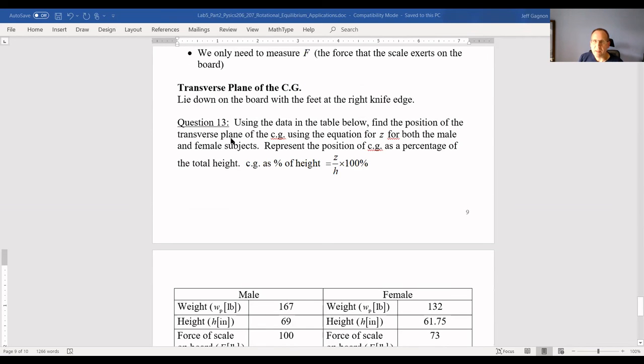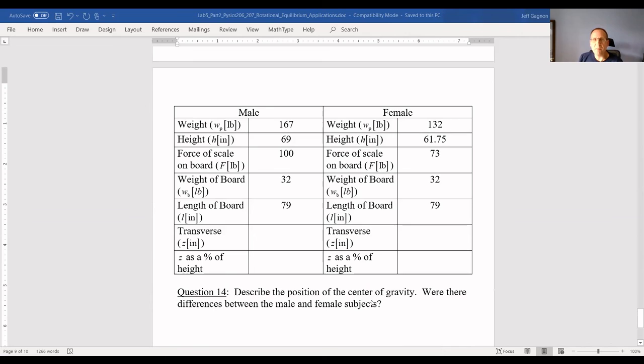All right, so this is basically question 13. So calculate Z, and then because we want to compare gender, we now need to represent Z in a relative way, like as their percentage of height, because if we just compare the absolute Z's in inches, the difference may be due just because one individual is taller than the other, right? It may not have anything to do with gender.